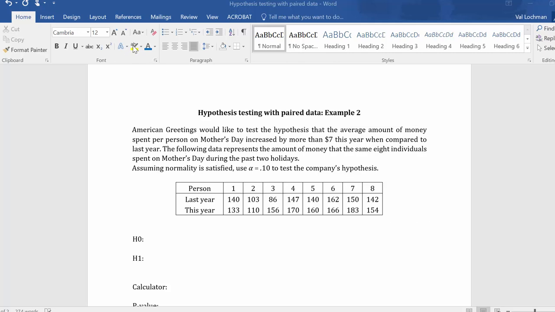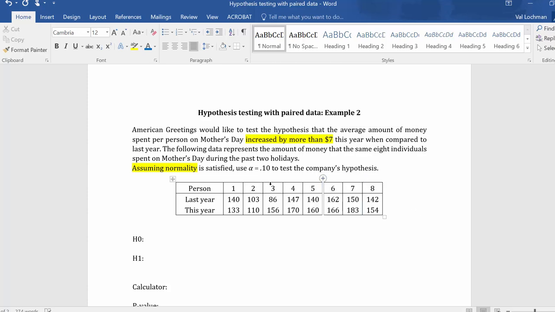Okay, so just like before, let me highlight a couple of different things. This is about mean spending, and we want to see if that spending went up by more than $7. The following data represents the amount of money that the same 8 individuals spent on Mother's Day during the past 2 holidays. Again, we have a sample of 8 subjects. We have normality satisfied, that's assumed. So that means we can actually conduct a hypothesis test.